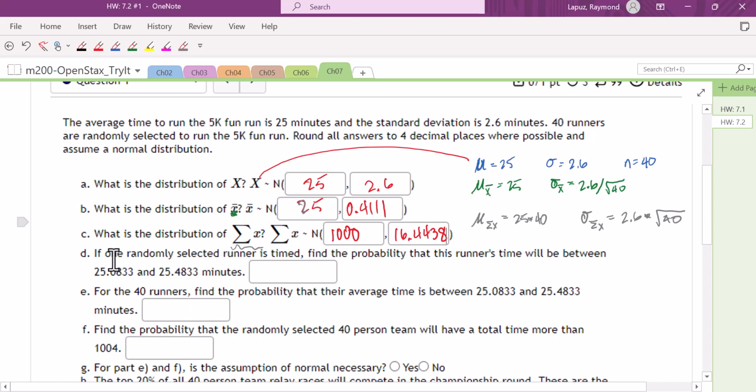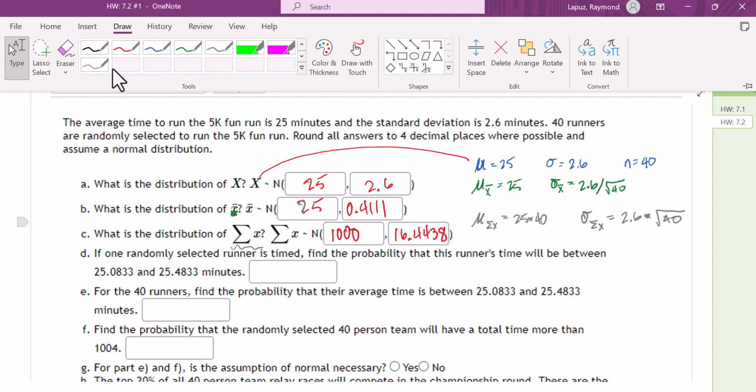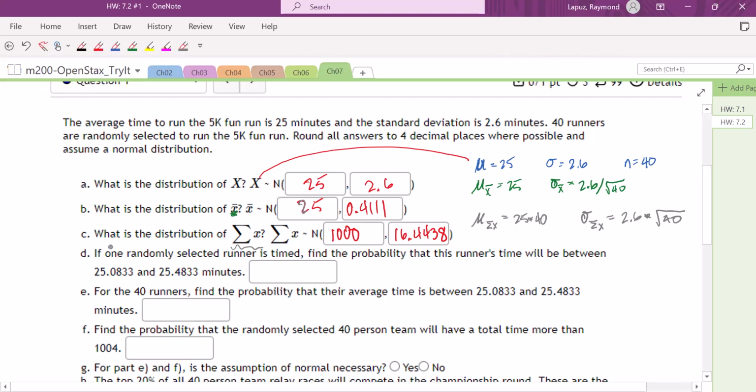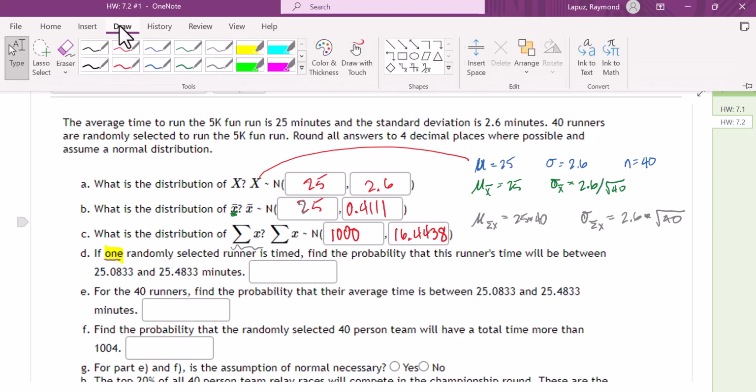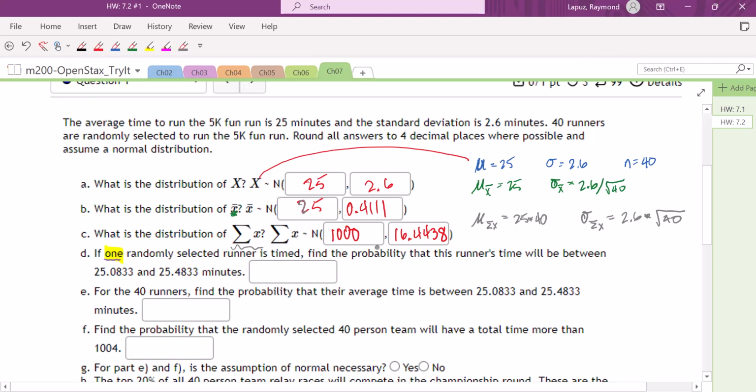Our next question is asking us, if one randomly selected runner is timed, find the probability that that runner will be between these two values. Let me underline, maybe even highlight this one. So on a calculator, this can fit in one command, but unfortunately in Google Sheets, we'll have to do a couple of commands for this. But which shouldn't be too bad.